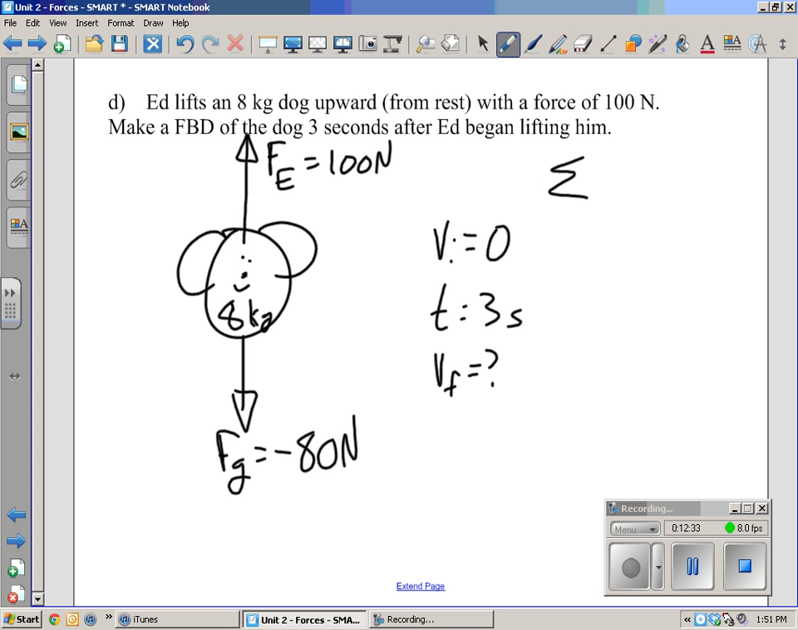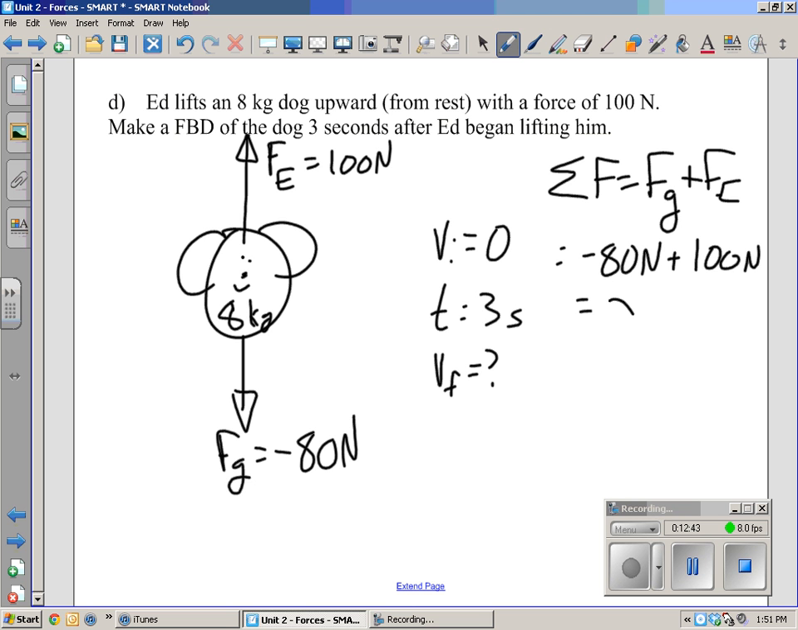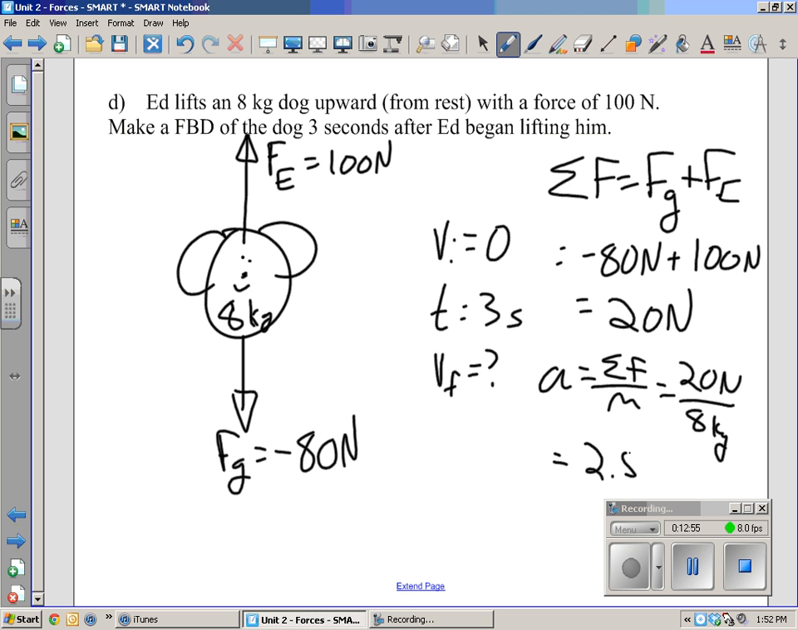So we can find our net force by adding them all up. Our net force is the force of gravity plus the force of Ed. So for us, it's the negative 80 newtons from gravity, the 100 newtons from Ed. So our net force is 20 newtons. And now that we've done that, we can find our acceleration by doing net force over mass, 20 newtons over 8 kilograms. So the acceleration is 2.5 meters per second squared.